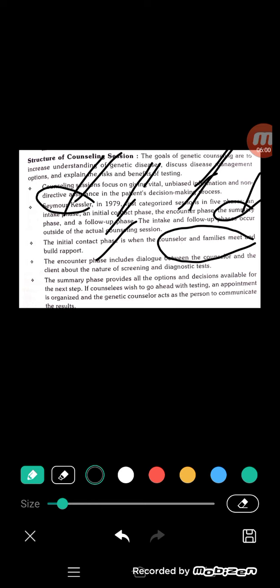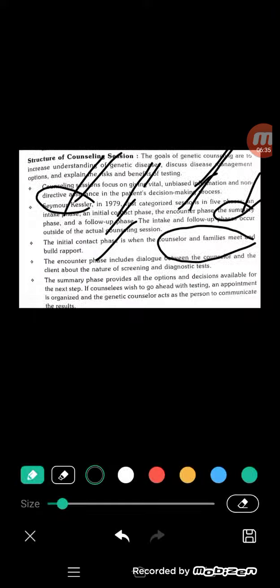The counselor gives several steps and several treatments. For the next step, if the client goes ahead with the testing, the genetic counselor acts on the person and communicates, and finally produces the results. This one is known as the summary phase. So a total of 5 phases are involved. In the 5 phases, the first phase and the last phase are outside of the session, and of the remaining three, the first one is a meeting point, the second one is the discussion, and the third one is the result or conclusion. So this is about the structure of the counseling session.